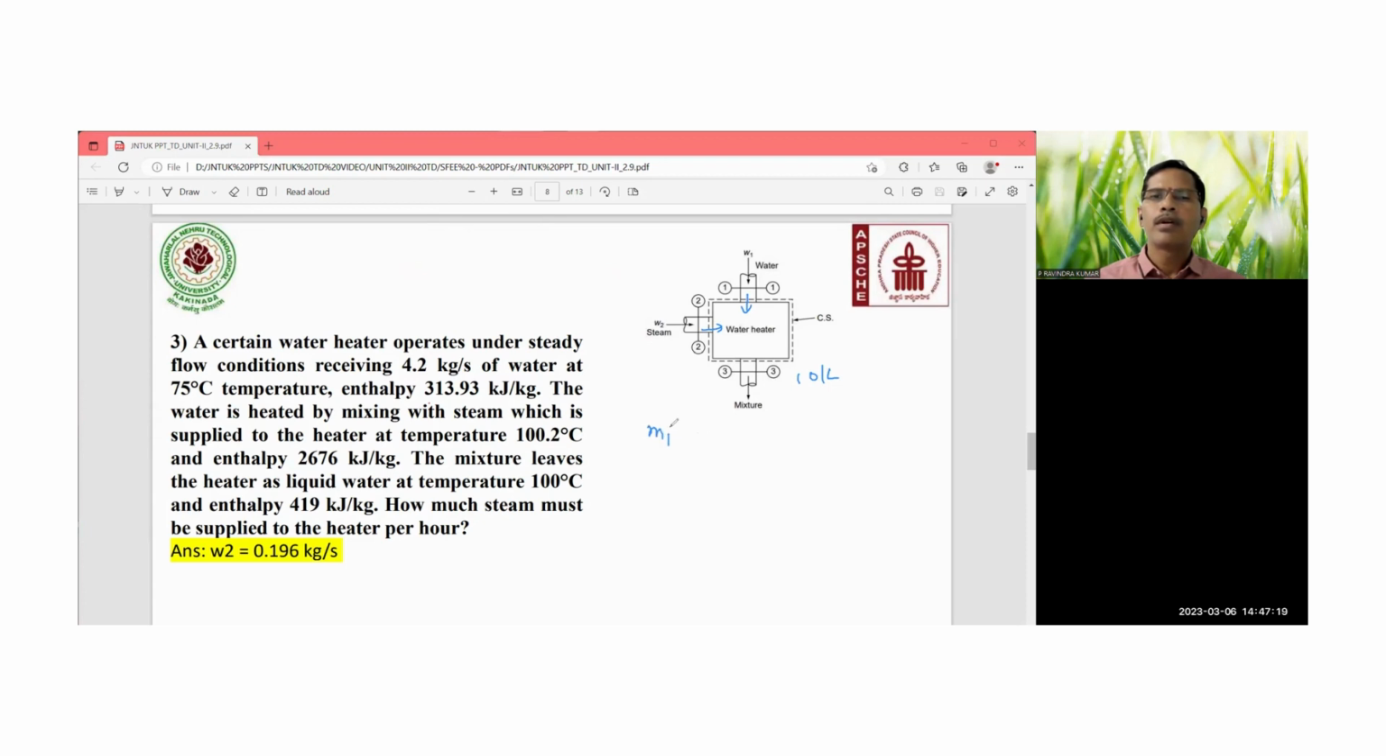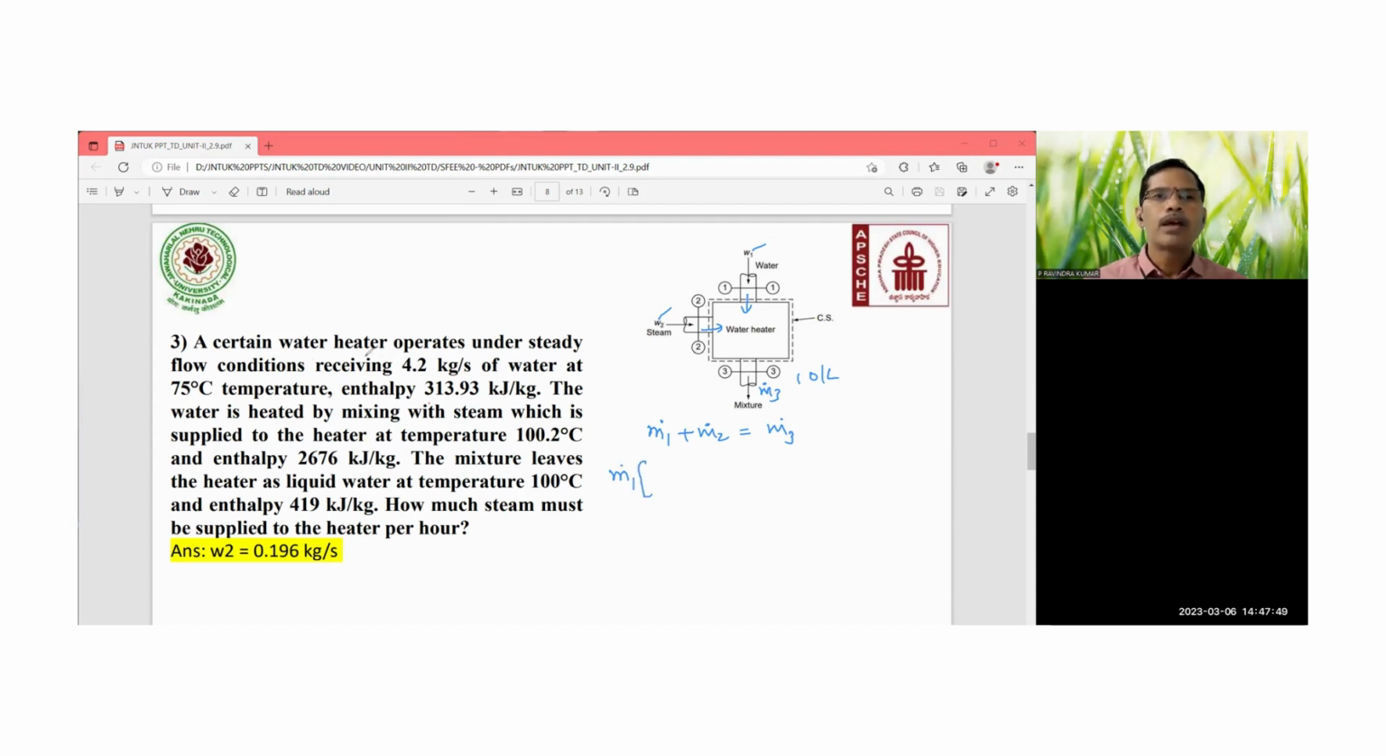That is the steady flow energy equation. Here m1 dot plus m2 dot is equal to m3 dot. Then apply the steady flow energy equation, that is m1 dot into the enthalpy here.